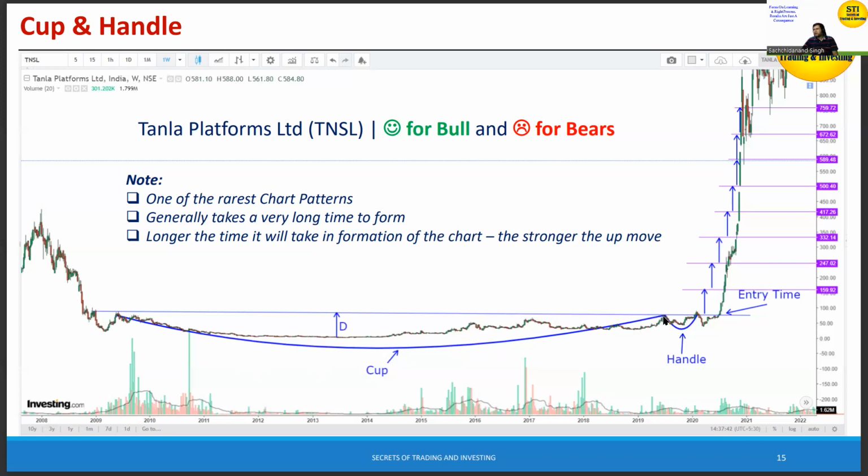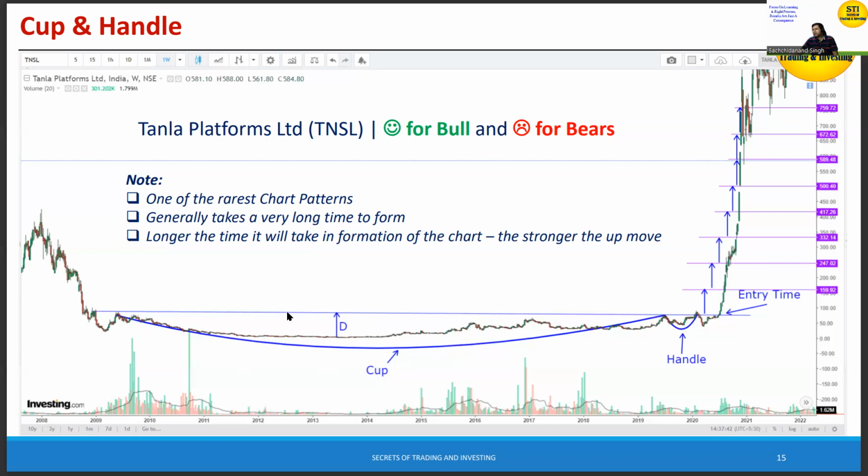But when the positive move is happening, then the depth, if you connect the line, here this one is the resistance line, and this is again the resistance line. So it is touching the same price point, and it comes down and again touches one more time. So from this point to this point, it is making a cup, and there is a small handle.